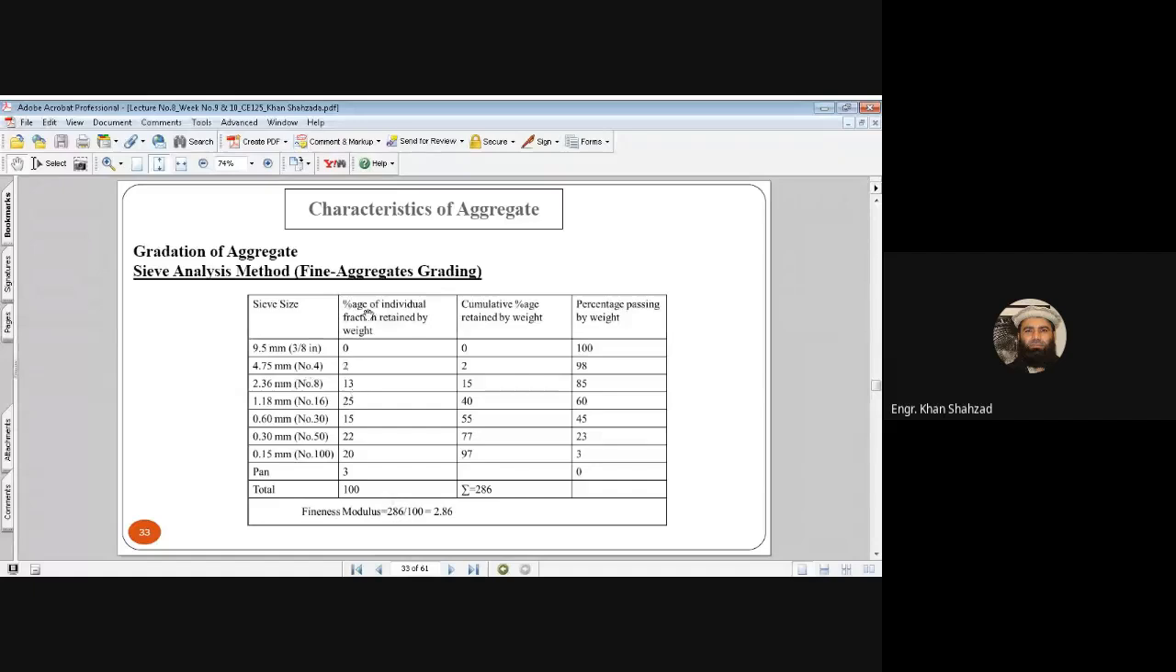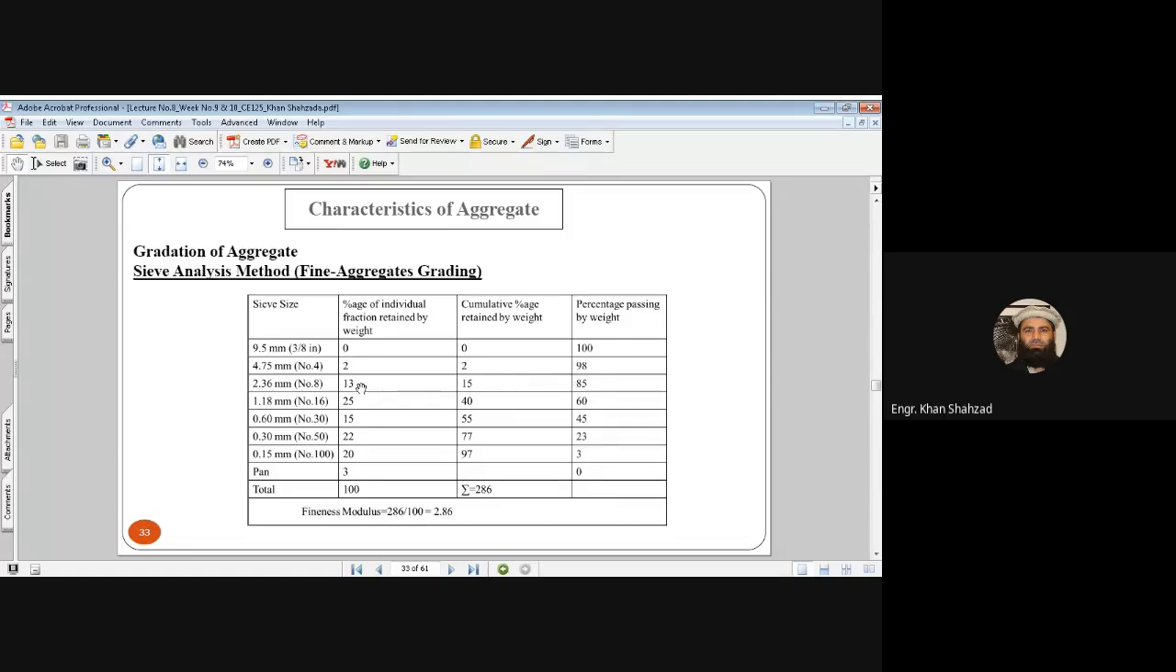We are getting the percentage of individual fraction retained by weight as 2. If it is 2, then how is it 2 and then 98? Sir, look, above this, 2 has been retained on this sieve, and the one above it was 0, and now this is 2. If we sum both, 0 plus 2 is 2, and 98 has passed. So 100 minus 2 will become 98. Okay, 100 is the total. Yes, 100 is the total, sir. 98 passing, 2 retained. So 100 minus 2 is 98 passing.